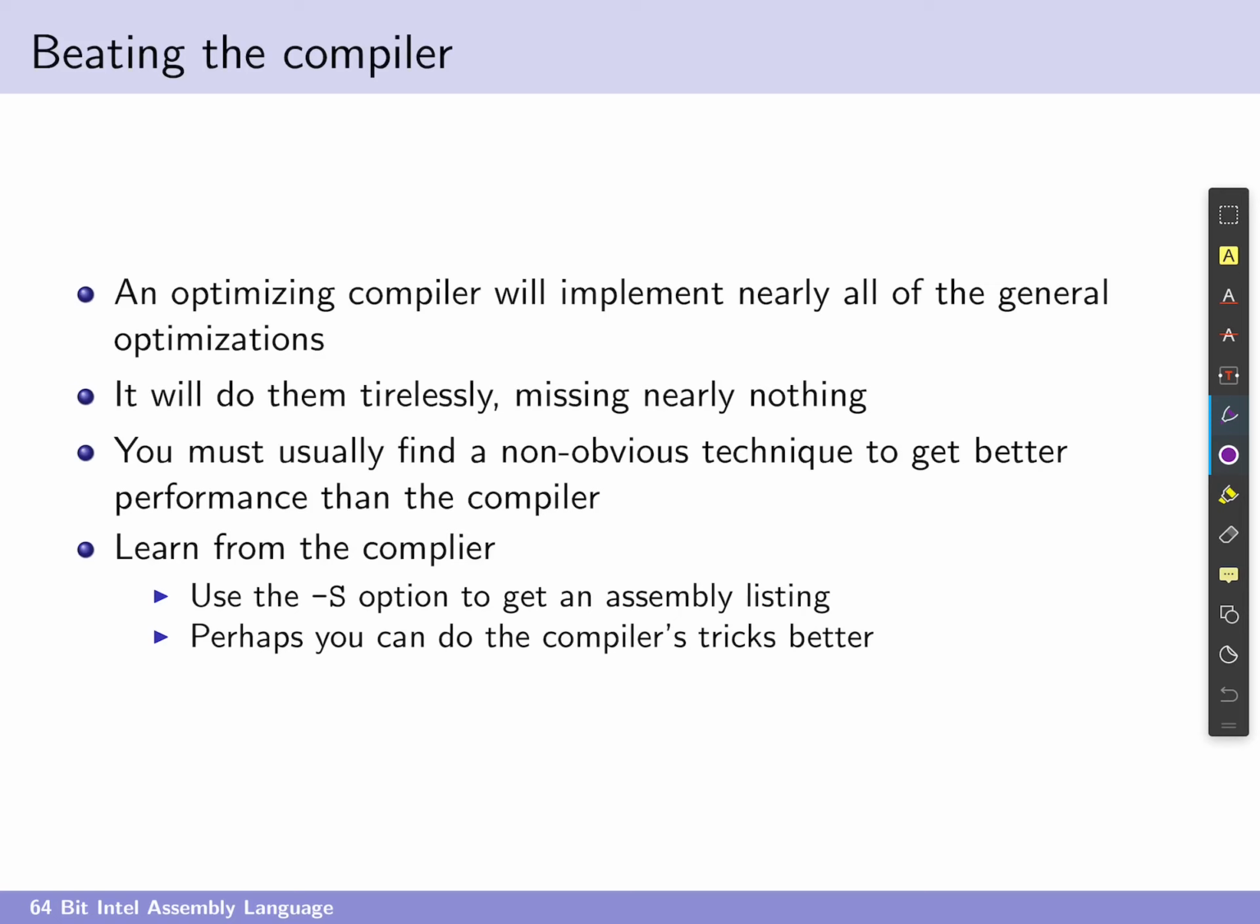Generally speaking, this means that if you are planning on using one of these optimization techniques for your code, these micro level optimizations, in a compiled context, let's say you have C++, it's likely that we're going to have to use a non-obvious technique to get better performance than the compiler. So that's one thing to keep in mind.